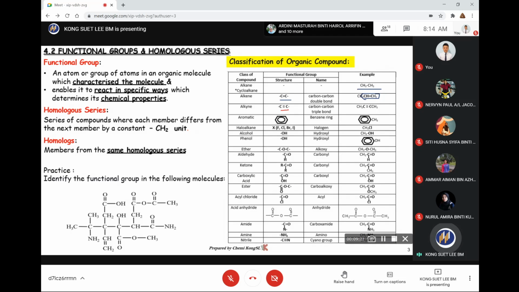Then alkyne, carbon triple bond. This is the structure, and the name is carbon triple bond. So you have to circle it when the question asks you to identify. This is the carbon triple bond.